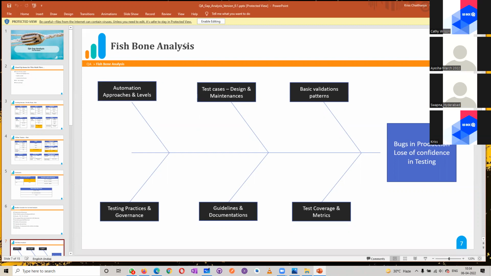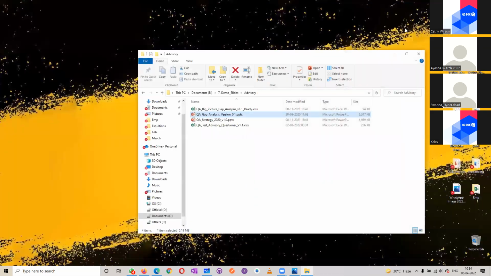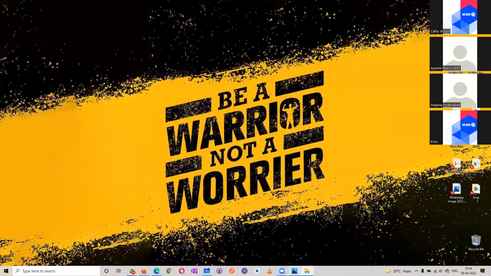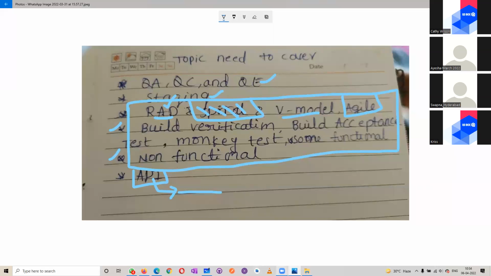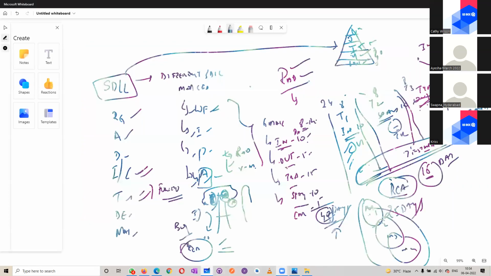The fishbone technique is one of the famous ones from Six Sigma. We have other techniques like 5 whys and other things. So this is how these things would be derived. Okay, coming back here. That is how we will be doing that.